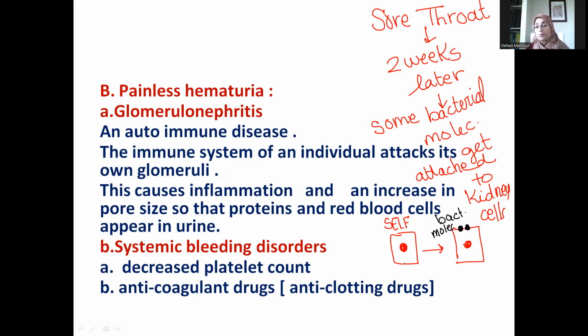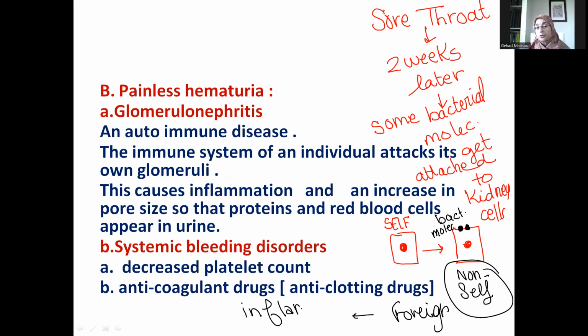So now the immune system no more identifies this cell as self, but identifies it as a non-self, foreign cell, and therefore starts attacking it and causing severe inflammation, as shown by redness, swelling, and pain in the kidney. And this damage results in hematuria.